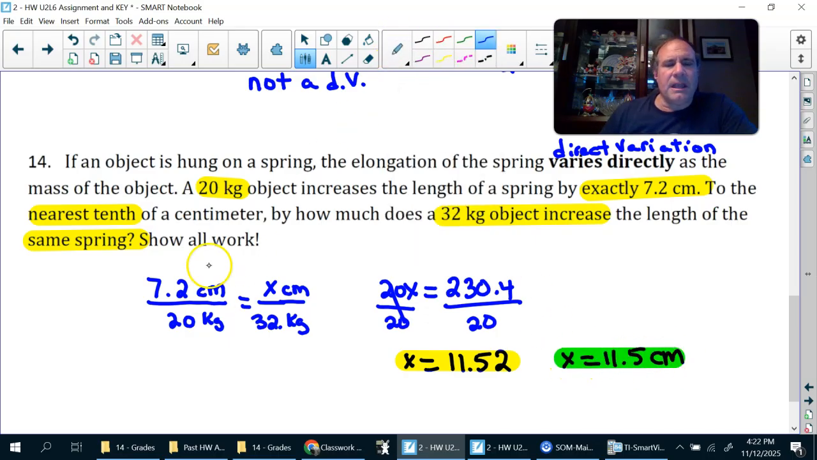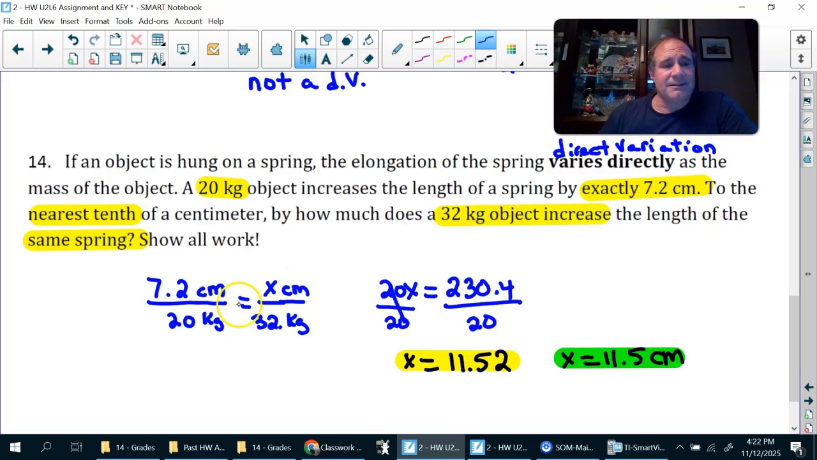And that's it. Again, if you had put 20 over 7.2, then you would have to put 32 over x. And it would be the same thing. Just remember, when you set up a proportion, it has to match up those corresponding lengths or sides. And then you'll be good.